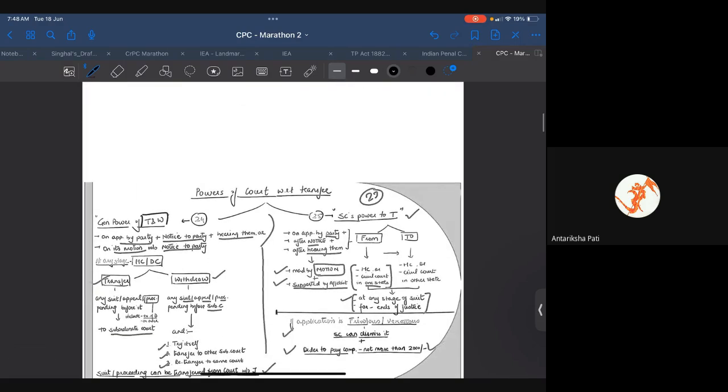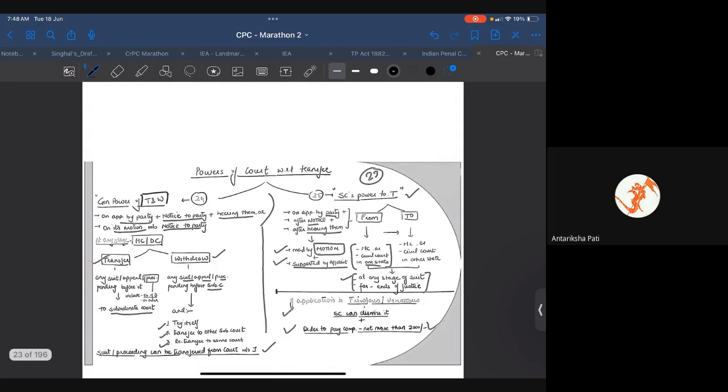Now section 24 says general powers of transfer and withdrawal. On the application of a party, after giving notice to the party and hearing them, or suo moto without notice to the party, at any stage the High Court or District Court can transfer any suit or appeal pending before it, and this includes execution of a decree or order, to any subordinate court. It can directly transfer it to another court, or it can withdraw any suit, appeal or proceeding pending before a subordinate court.